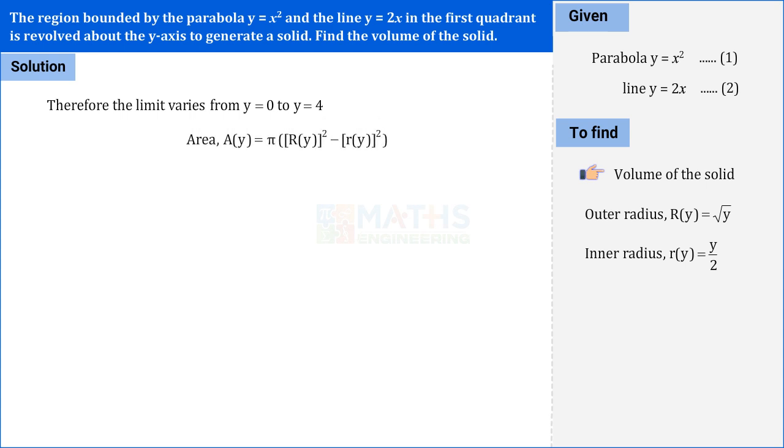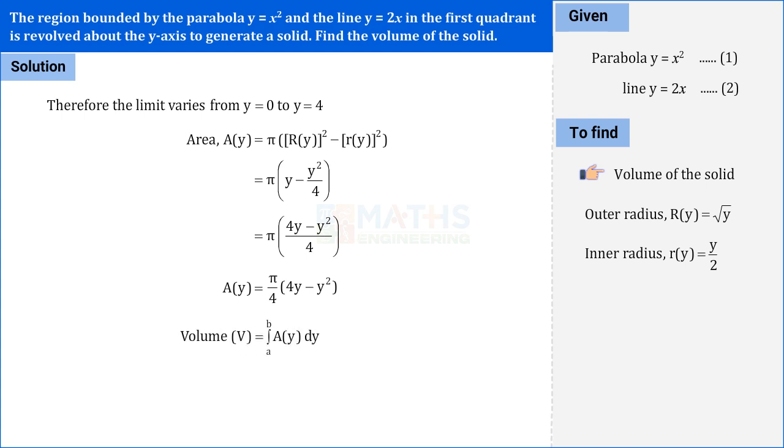The area of the washer A of y is equal to pi into capital R of y the whole square minus small r of y the whole square. Substitute capital R of y value, minus small r of y value. We find LCM. Denominator 4 can be taken outside. So we have A of y is equal to pi by 4 into 4y minus y square. Shall we find the volume now? What is the formula to find the volume? The volume V is equal to integral a to b A of y into dy.